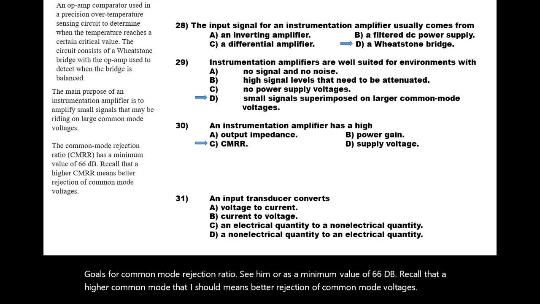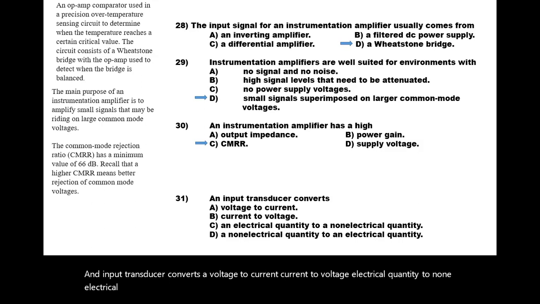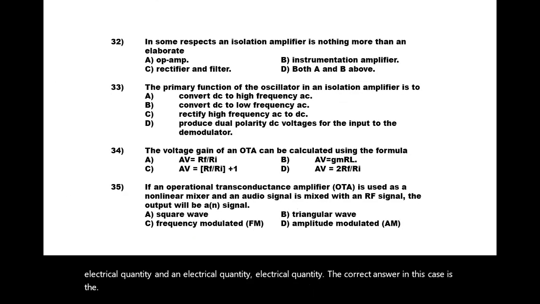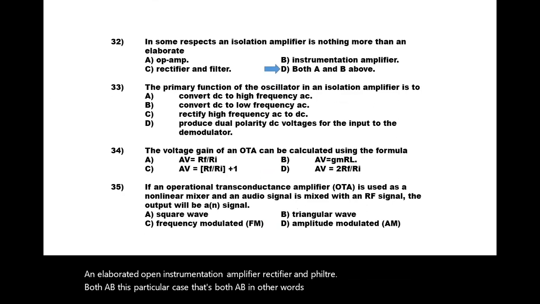An input transducer converts a voltage to current, current to voltage, electrical quantity to non-electrical quantity, or non-electrical quantity to electrical quantity. The correct answer in this case is D. In some respects, an isolation amplifier is nothing more than an elaborated op-amp, instrumentation amplifier, rectifier and filter, or both A and B. In this particular case, it's both A and B.